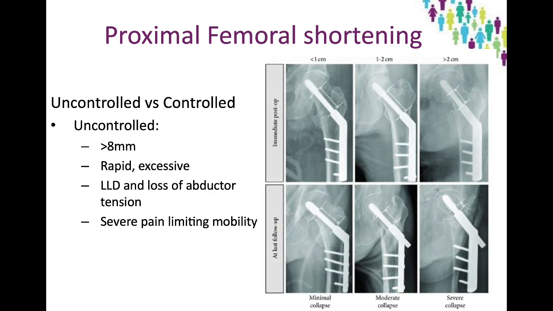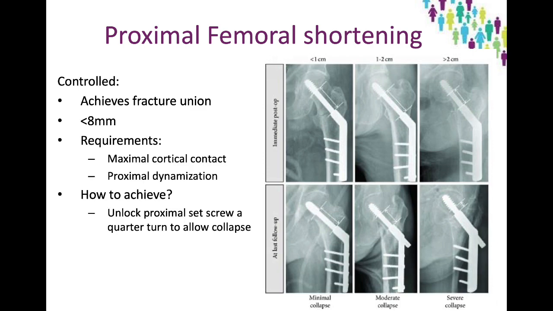Proximal femoral shortening is another form of complication. It's a common sequelae after IM nail and DHS. It can be broken down into controlled or uncontrolled shortening. In terms of uncontrolled, this is defined by shortening of greater than 8 mils. It's usually rapid and excessive. Patients end up with a leg length discrepancy and loss of abductor tension, and they often go on to develop severe pain, limiting mobility.